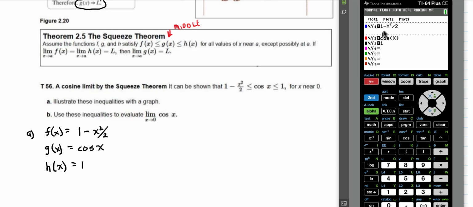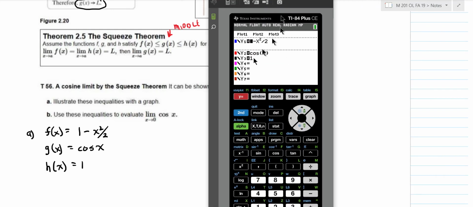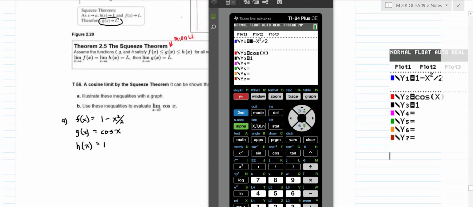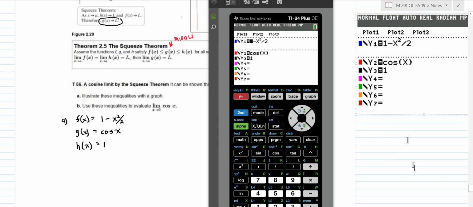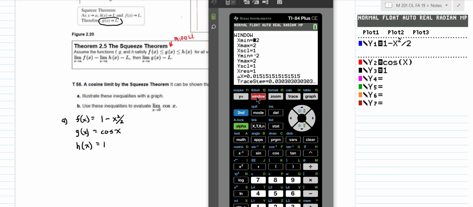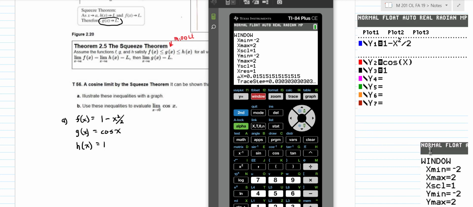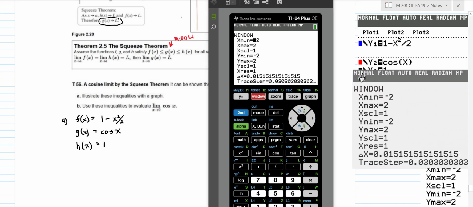And let's put this in our graphing calculator. I've already got this in here. I've got 1 minus x squared over 2, cosine x, and then 1. And then I'll give you a nice viewing window to look at this in. All right, for a window, we're interested in the limit as x approaches 0, so we're going to find a small area around 0. This is a good viewing window to use.